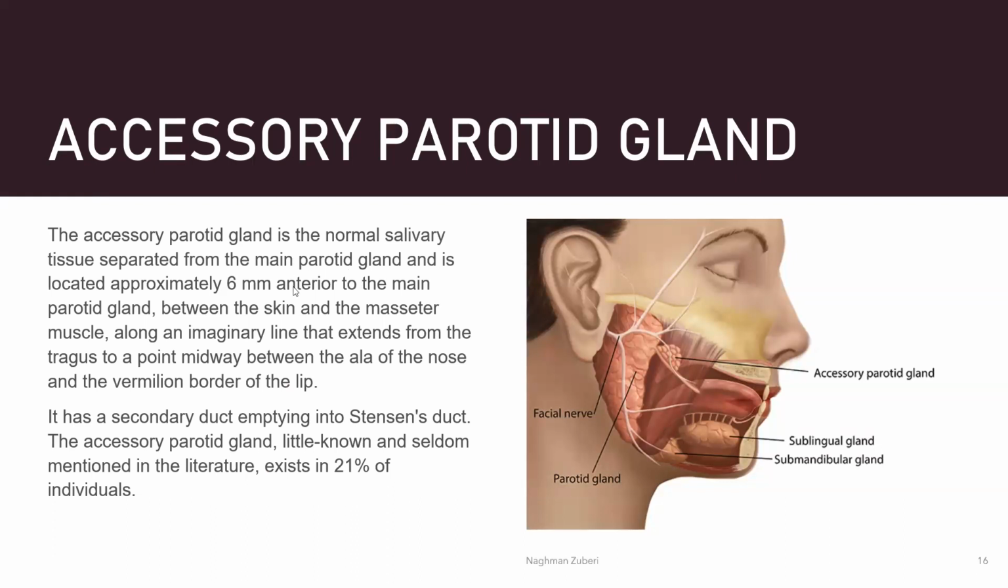So it is located approximately 6 millimeter anterior to the main parotid gland between the skin and the masseter muscle, along an imaginary line that extends from the tragus to a point midway between the ala of the nose and the vermilion border of the lip, which we call the ala-tragal line. It has a secondary duct emptying into the Stenson's duct, the accessory parotid gland, little known and seldom mentioned in the literature.